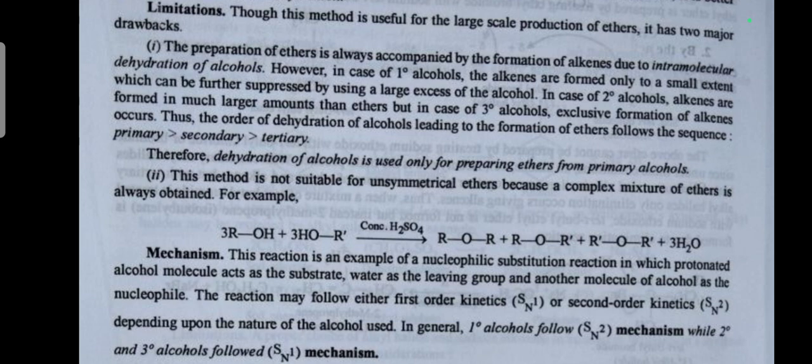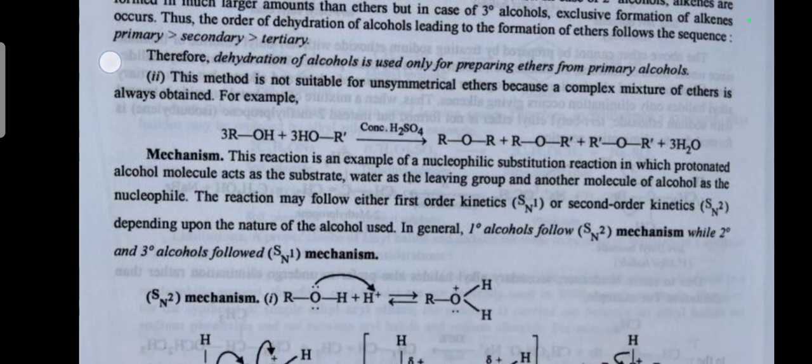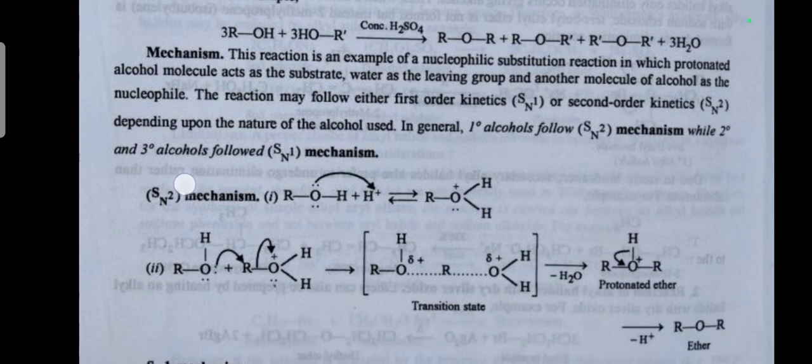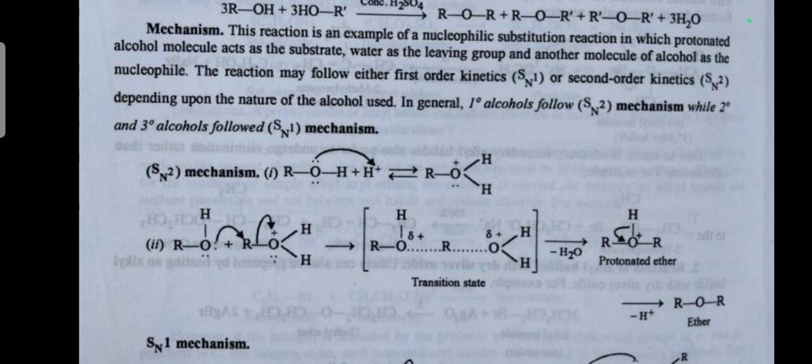Mechanism. This reaction is an example of nucleophilic substitution reaction in which protonated alcohol molecule acts as a substrate, water as leaving group, and another molecule of alcohol as the nucleophile. The reaction may follow either first order kinetics or second order kinetics, depending upon the nature of alcohol used. In general, primary alcohol follows second order kinetics mechanism, while secondary and tertiary alcohols follow first order kinetics mechanism.